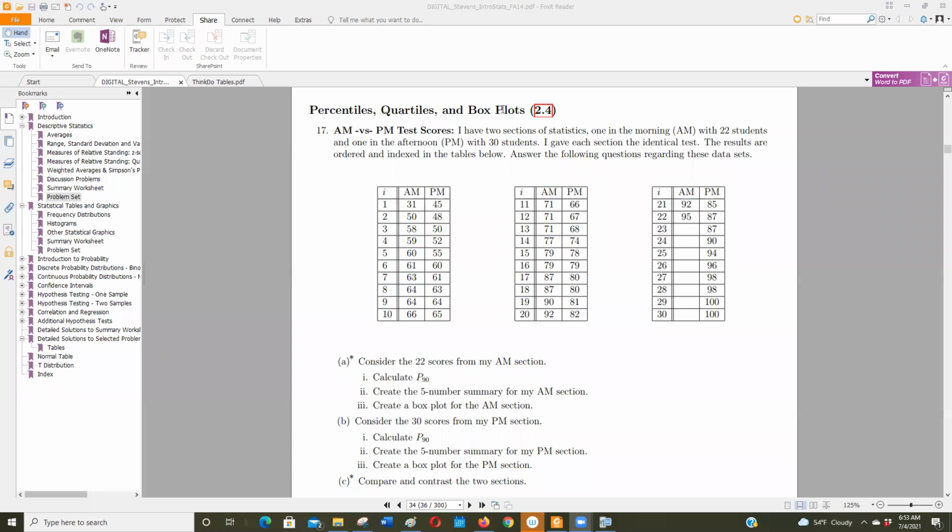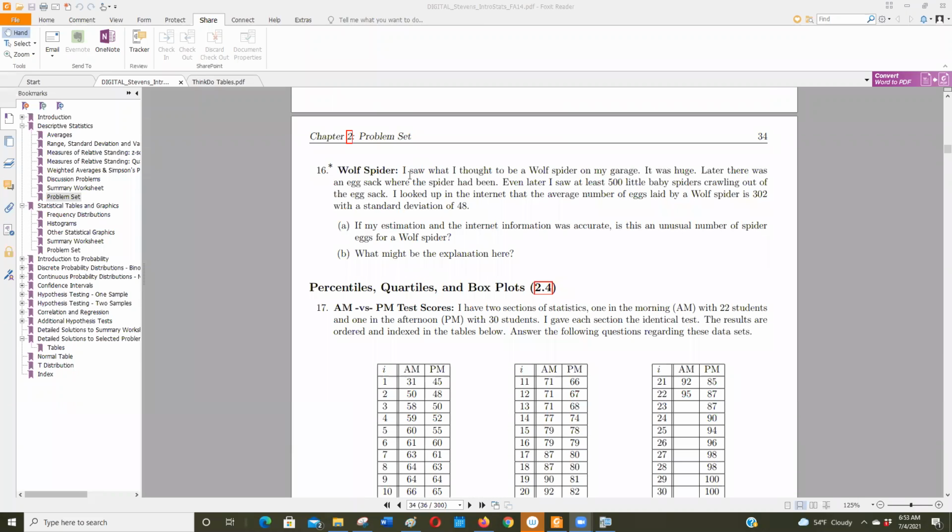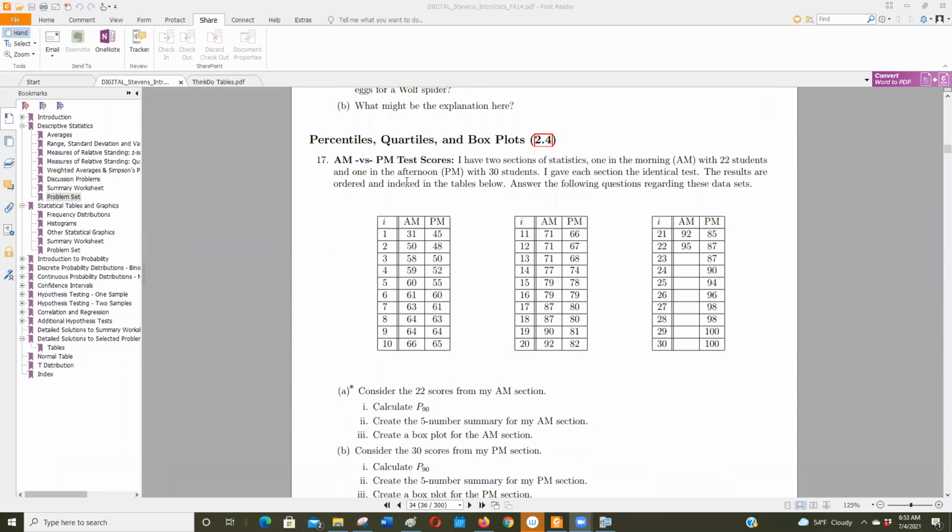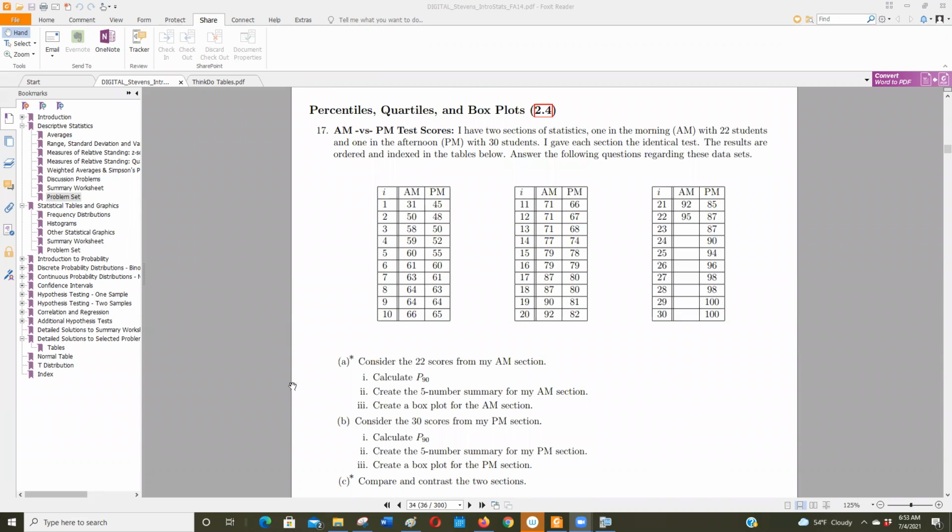Okay, so finding percentiles can be tricky. This is from the ThinkDO textbook, on page 34 at least in my edition. I'm just going to calculate the 90th percentile. That's what your question was.